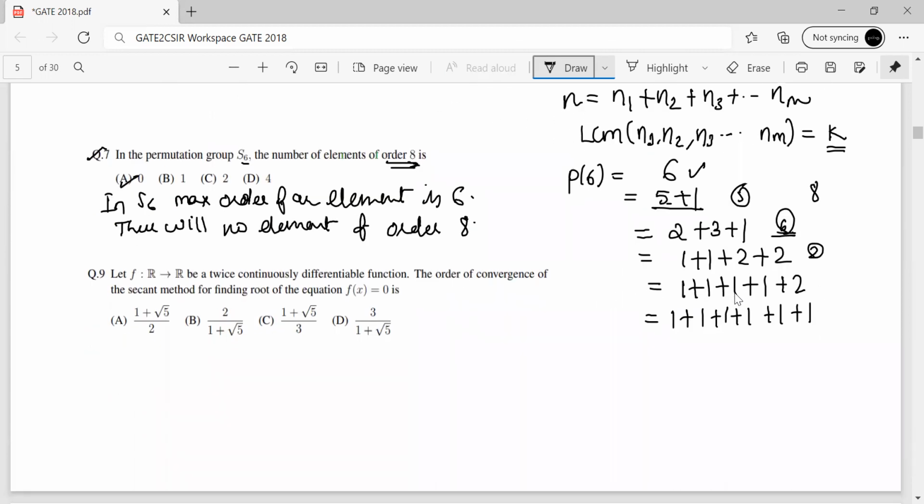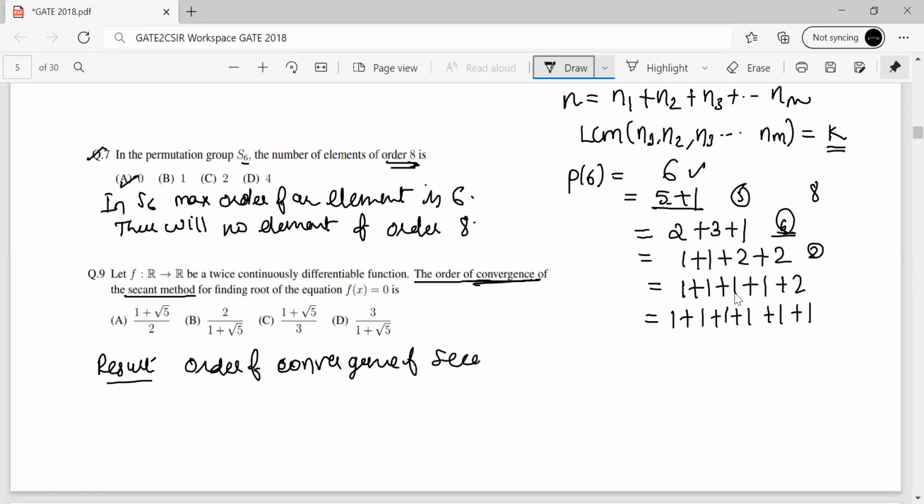Okay. And now look at this 9th problem. It says that f from R to R is a twice continuously differentiable function, the order of convergence of secant method. So this phrase itself is important, the order of convergence of secant method. The standard result is that the order of convergence of secant method is the golden ratio.